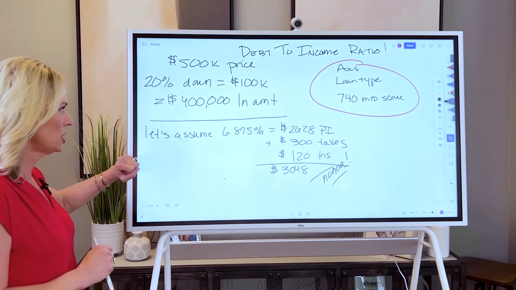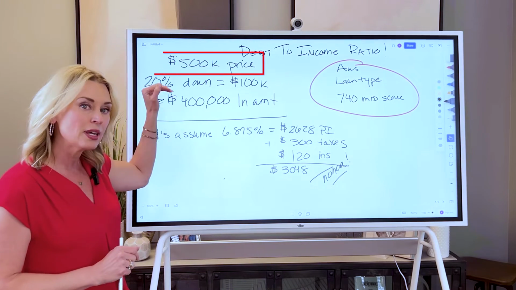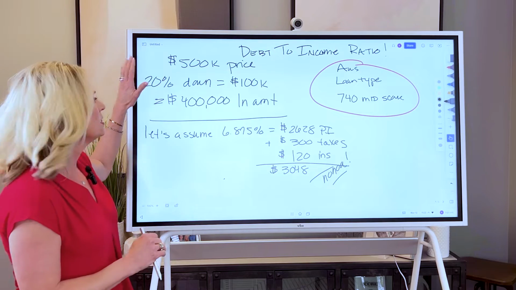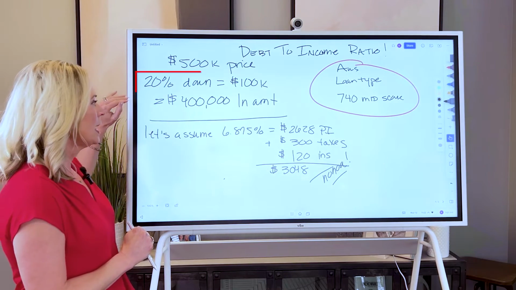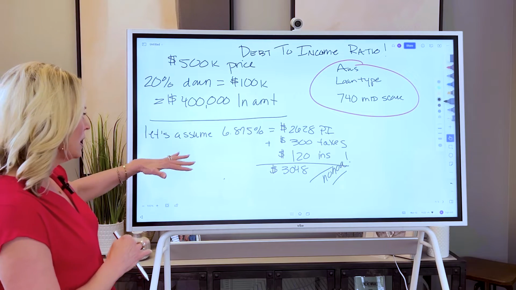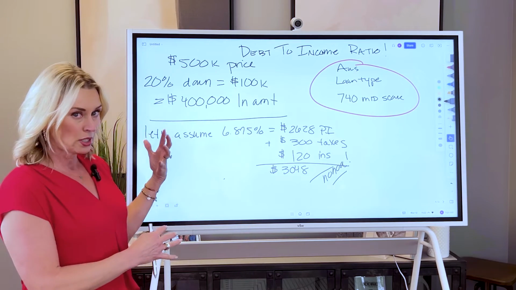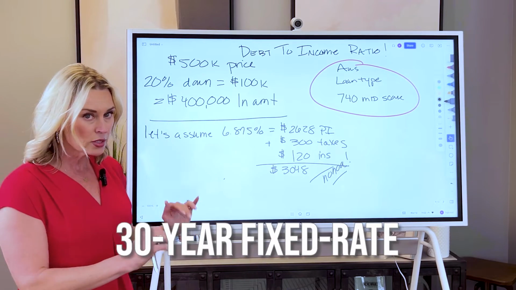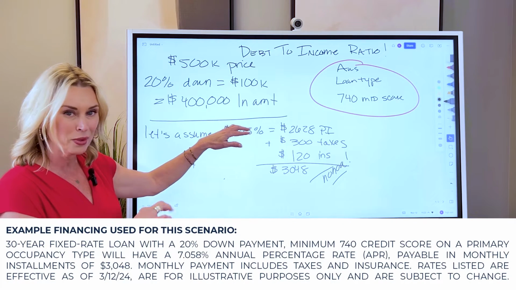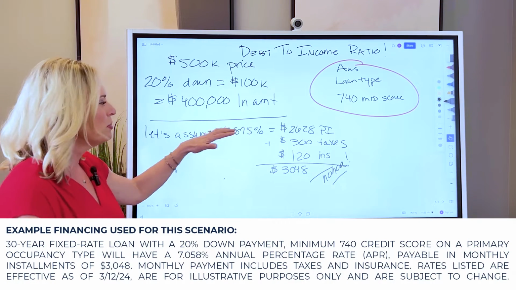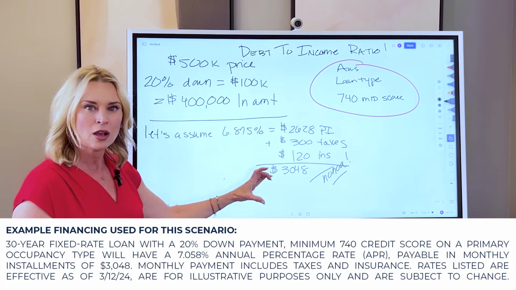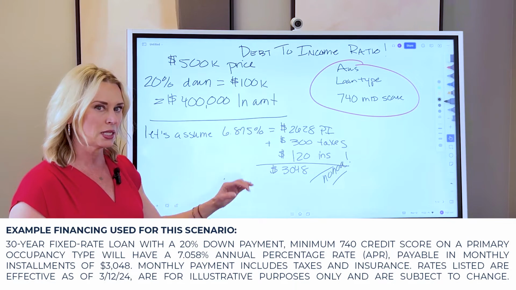In this assumption, we're going to use a $500,000 purchase price on the home, and we're going to assume a 20% down payment and the loan amount is $400,000. In this scenario, we're also going to assume an interest rate on a 30-year fixed rate at 6.875%. See the note below with the APR and all that fun stuff. But for now, I just want to show you the metrics and how this backs into a debt to income ratio.